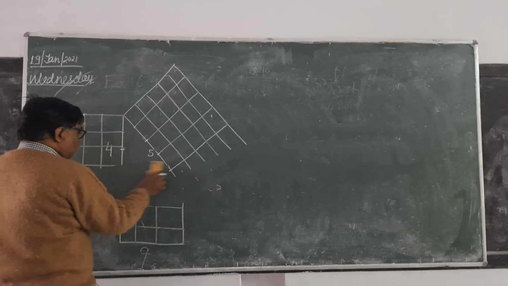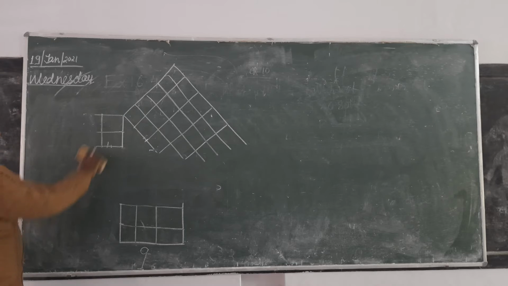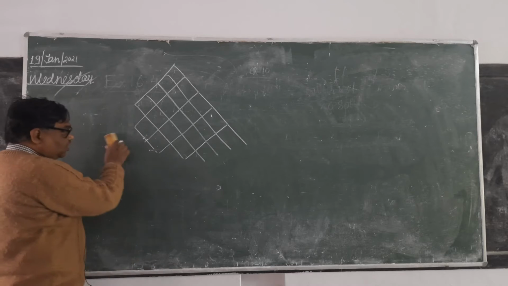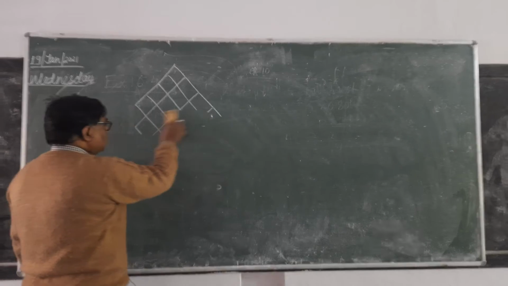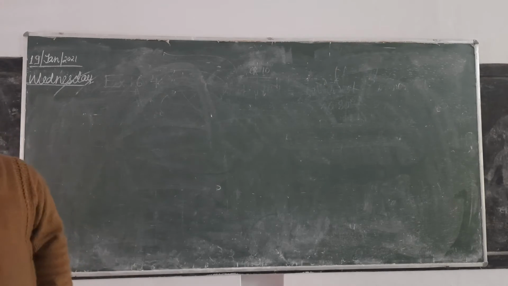It is clear? So all of you remember one thing, that whenever you have to apply Pythagoras theorem, it can be applied only in the right angle triangle. In no other triangle it can be applied. That triangle must be a right angle triangle.